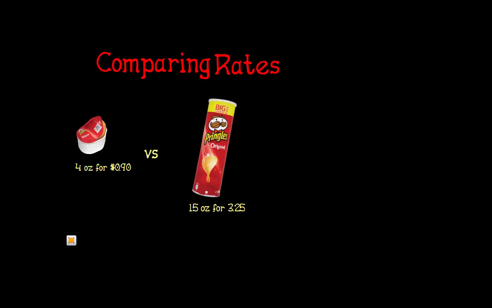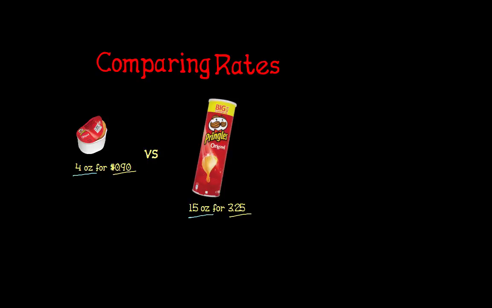We have 4 ounces of snack-sized Pringles for 90 cents, or 15 ounces for $3.25. As of right now, we can't compare the size because they have different sizes, and we can't compare the price because the prices are different. So I really can't say that one is a better deal than the other. We need to have something in common. How do we do that?